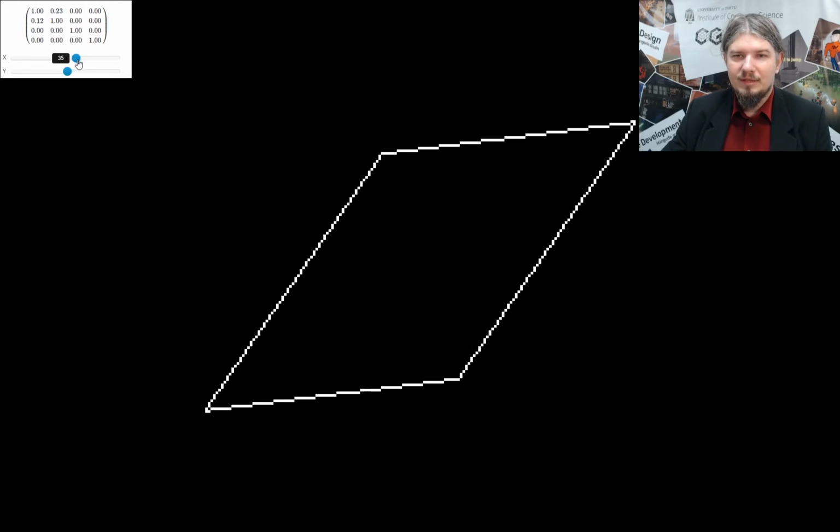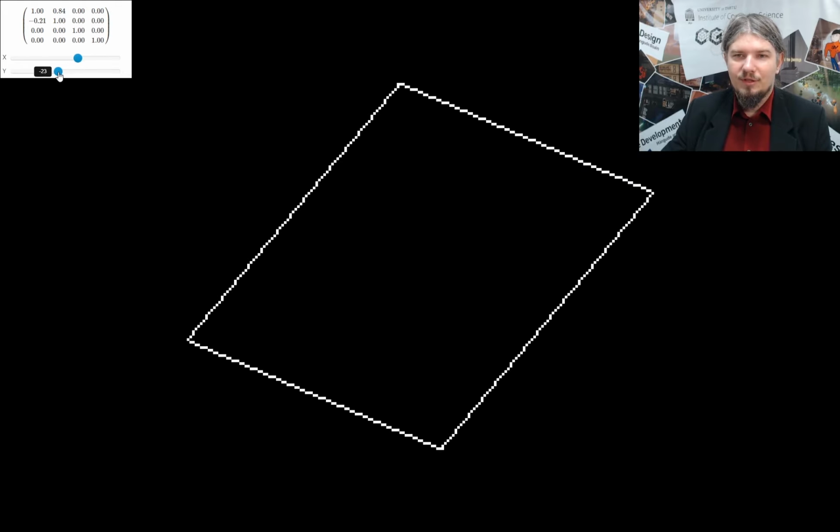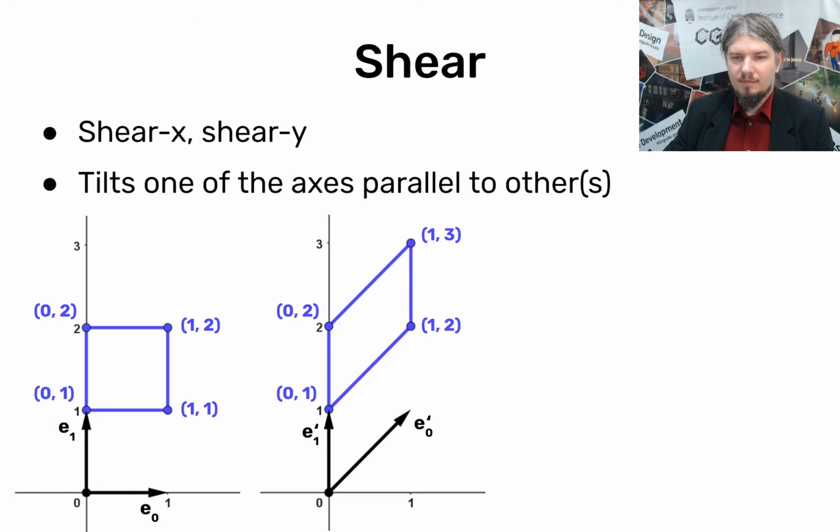And what it does is it shifts or shears everything parallel to the other axis. And you can also notice that the matrix again gets a bit complicated. And here are some diagrams. So we can distinguish two shears in 2D, shear X and shear Y. And we can describe it as it tilts one of the axes parallel to the others.